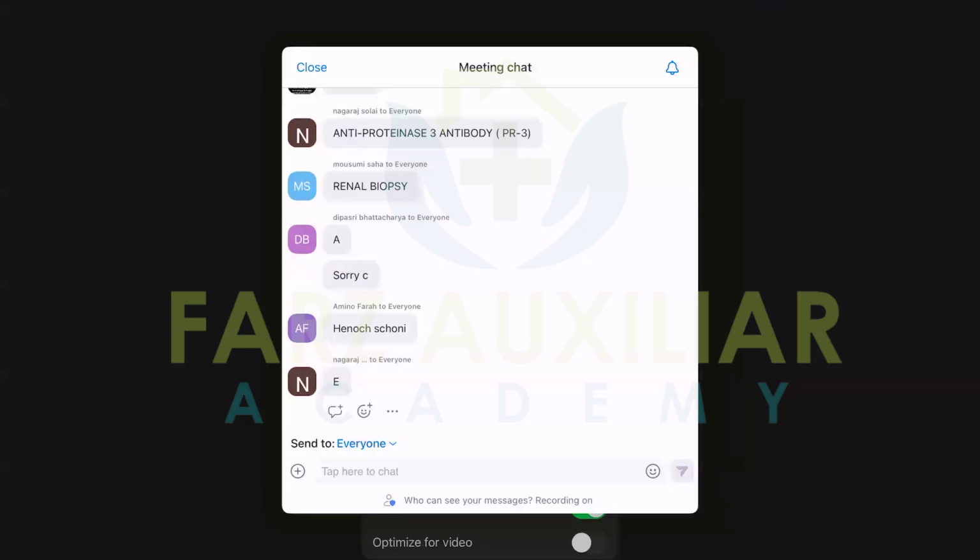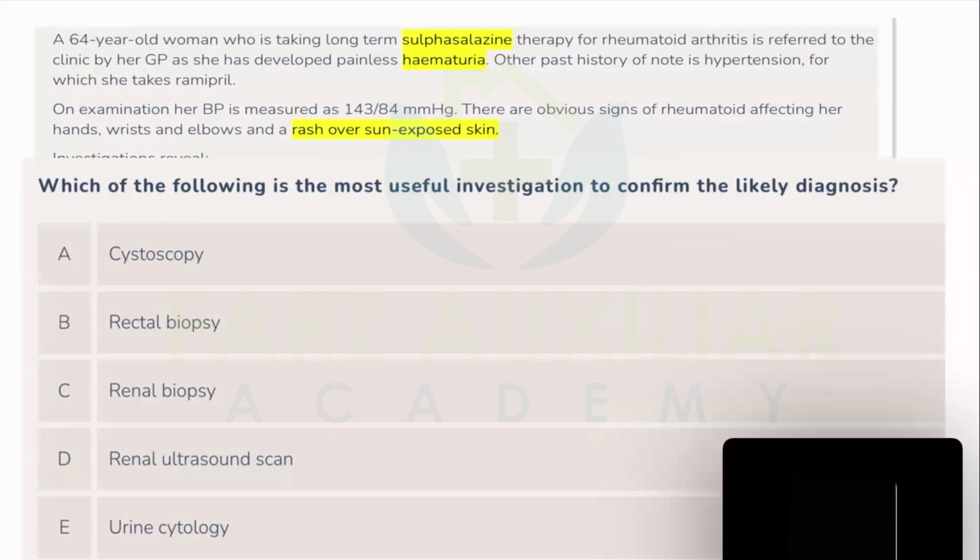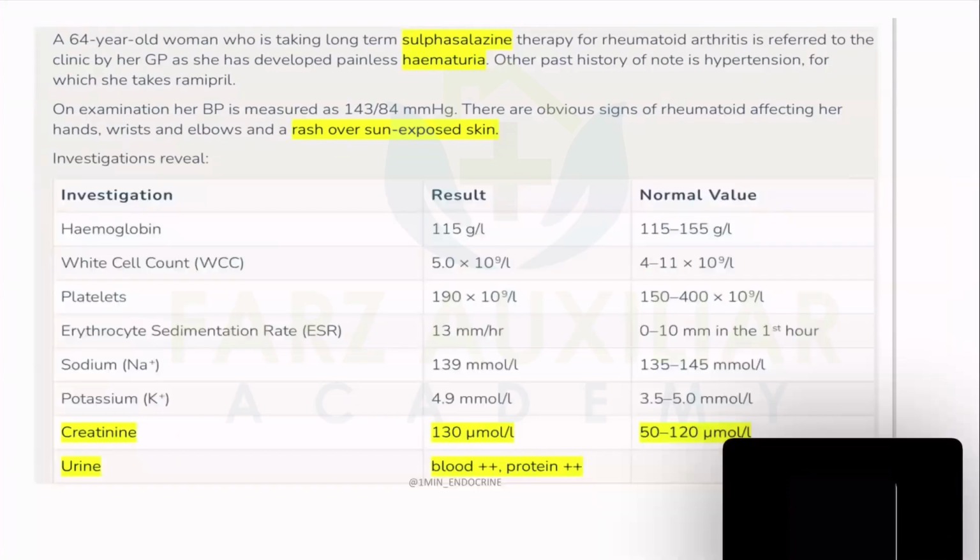Can you explain it, sir? Yes, I shall obviously explain. I am just waiting for some people to write the correct answer. I think somebody has answered renal biopsy, both of them have. So what is the diagnosis? Can somebody tell me what this lady is suffering from? Not too elderly, a 64-year-old is not too elderly.